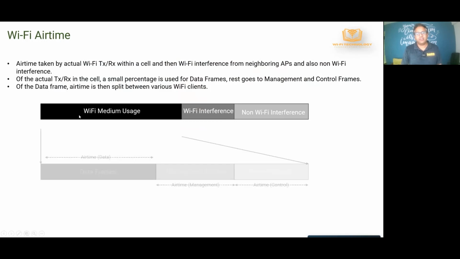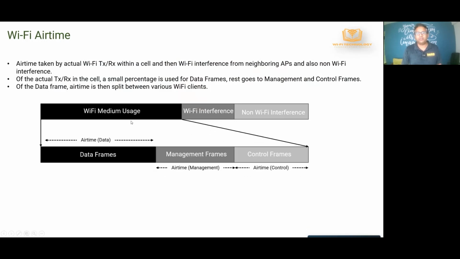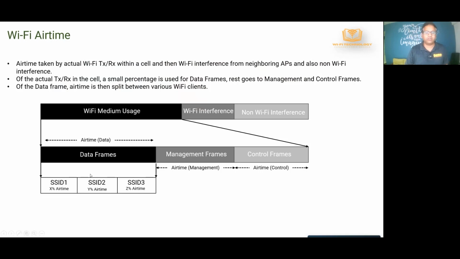Now, this portion we talked about is again broken down into data frames, management frames, and control frames, as I mentioned. And as we discussed, all of this comes under overhead, and this is the only thing that is actual data transmission. Now, even the data frames airtime can still be broken down into multiple SSIDs. If there is one physical access point, it could have several networks, virtual networks, SSIDs, and so on.